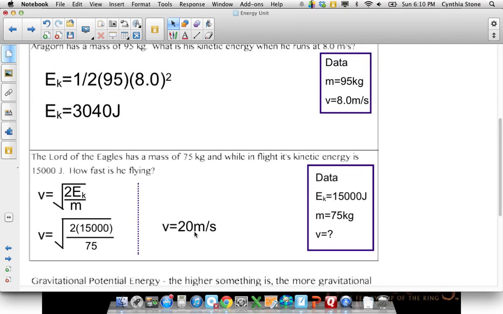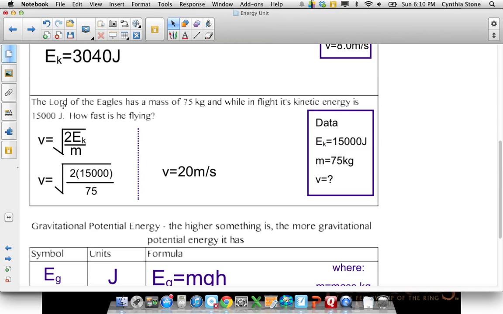Sometimes you go backwards, and that's why this formula. For some reason, we know the Lord of the Eagles, he's got a mass of 75 kilograms, which is really about 10 times bigger than a regular eagle, but I guess they're huge, right? And while in flight, his kinetic energy is 15,000 joules. How fast is he flying? So you can just see by looking at it, I know the kinetic energy this time, I know the mass, I want to find v.